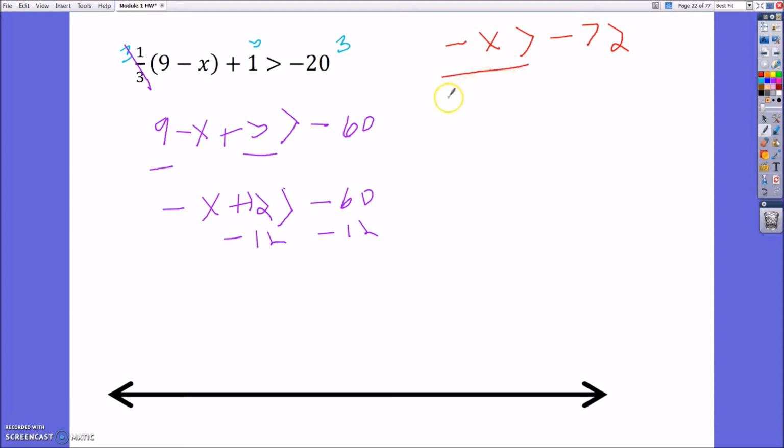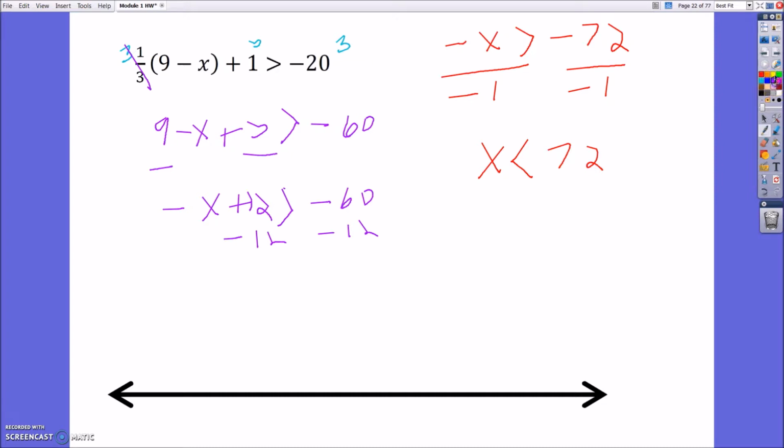And this is the little tricky part. I'm going to divide both sides by negative 1 because I want to get x all by itself. When that negative x is there, that negative sign, it's not all by itself. So that's going to give me x. Now this is actually going to flip the inequality. So instead of greater than, it now becomes less than positive 72.